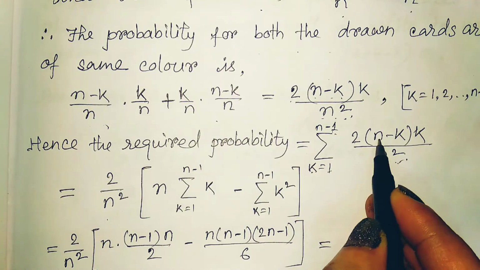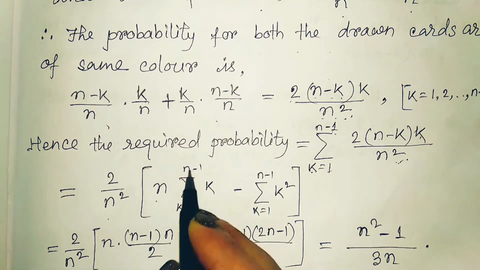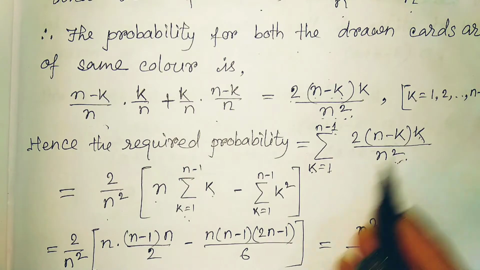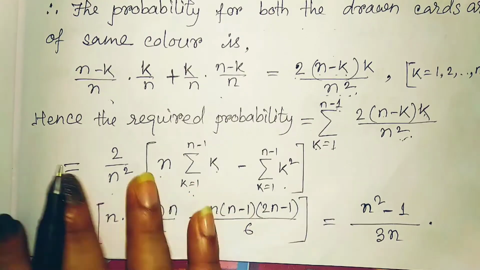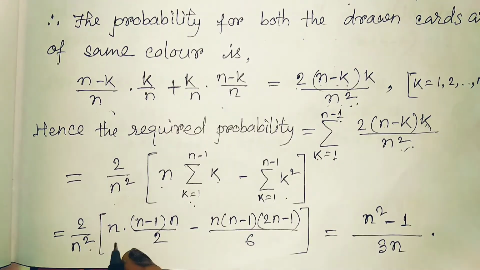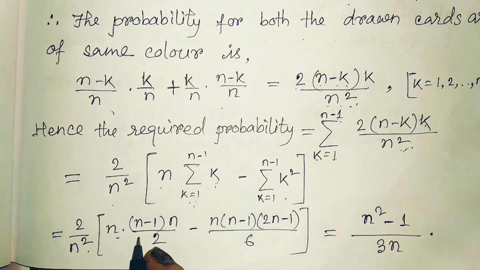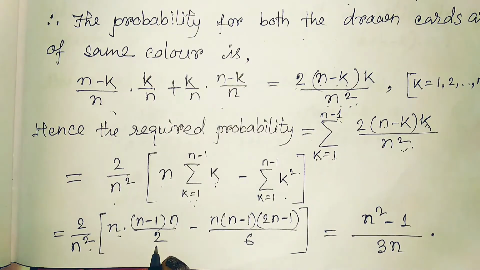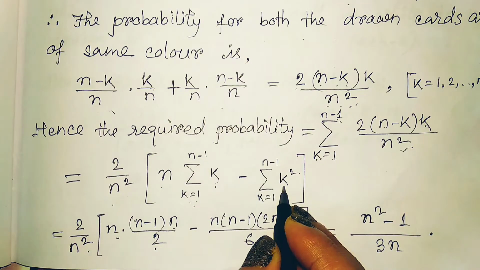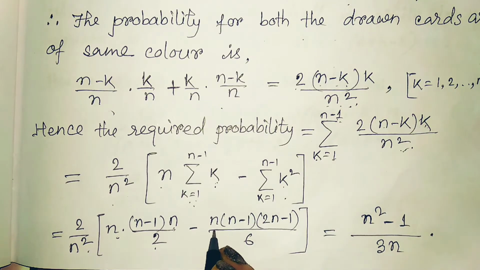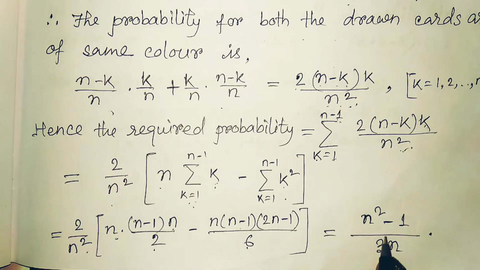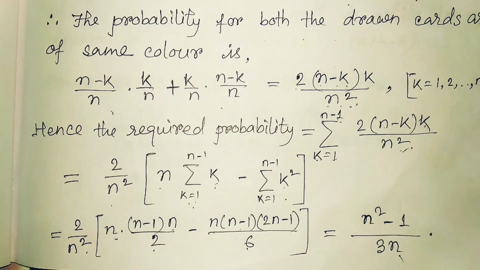Then the remaining portion is n into k. So n can be taken out, summation will be taken, and k minus k square. So it is 2 divided by n square into n of summation, k from 1 to n minus 1. For k, its summation is (n minus 1) into n divided by 2. And for k square, that means 1 square plus 2 square and so on, its summation is n into (n minus 1) into (2n minus 1) by 6. So if we simplify, we will find that (n square minus 1) divided by 3n is the required probability. I hope you understand the question, and we should go for the next one.